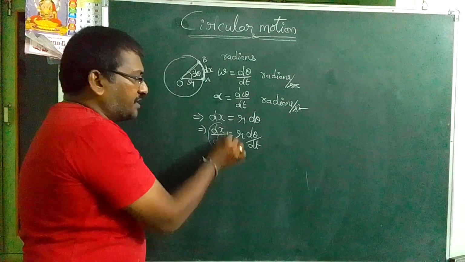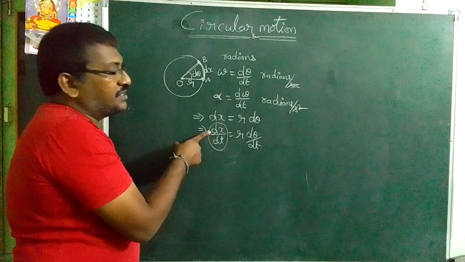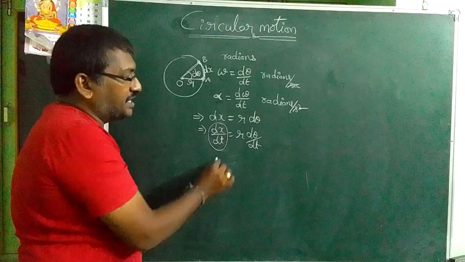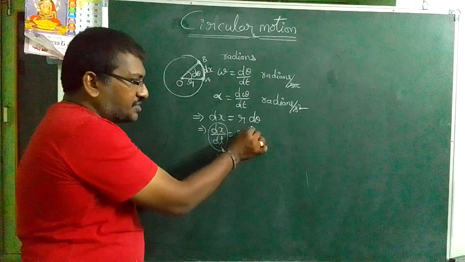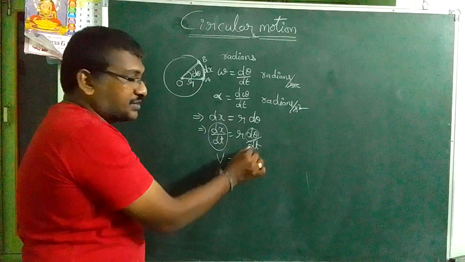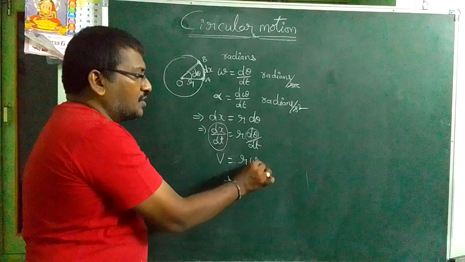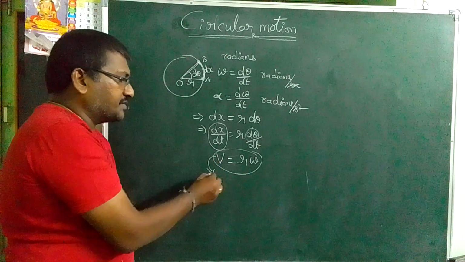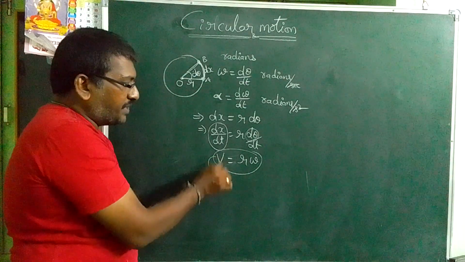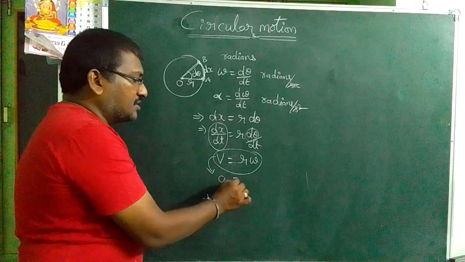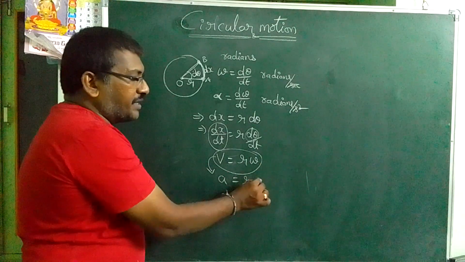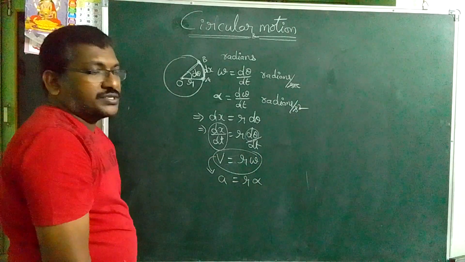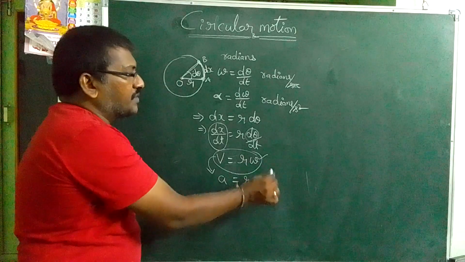Here dx by dt is the change in displacement with respect to time, that is linear velocity. The change in angular displacement with respect to time is angular velocity. You get the relation v equals r omega. Again differentiating with respect to time, you get dv by dt, that is acceleration, equals r into d omega by dt, that is angular acceleration. You have to remember these formulas.